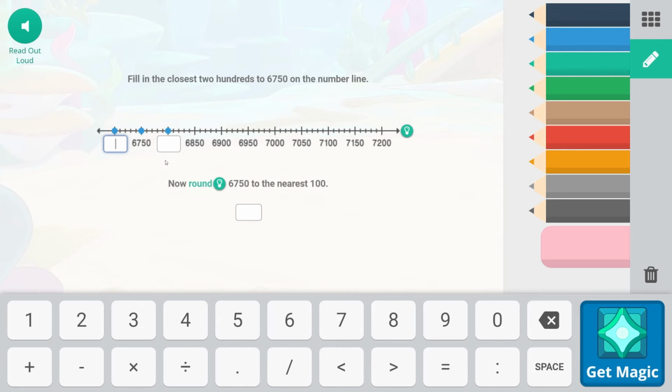All right, so the 200s, this is going to be 6,800. And then this is going to be 6,700. 6,750 to the nearest 100. So that's going to round up to 6,800, because 5 and above go up.